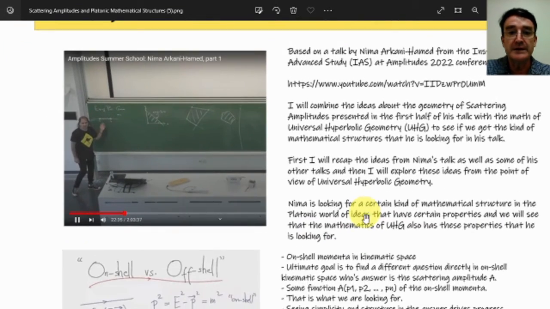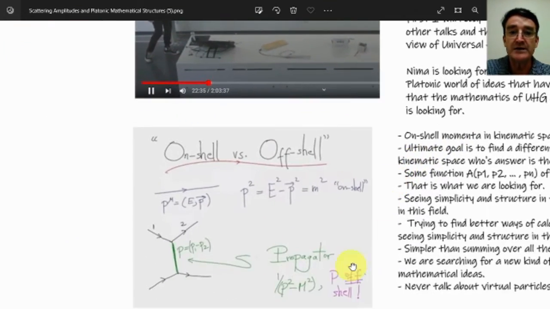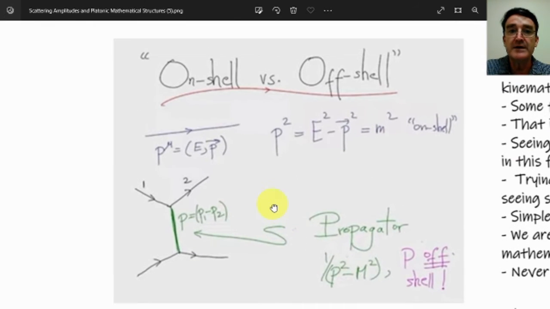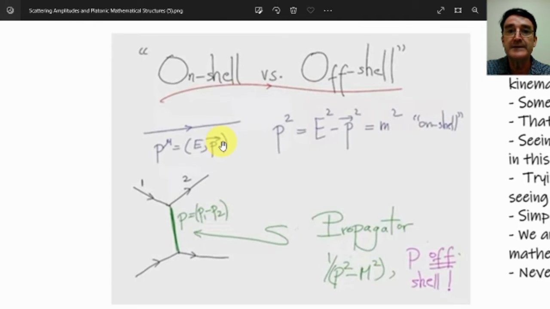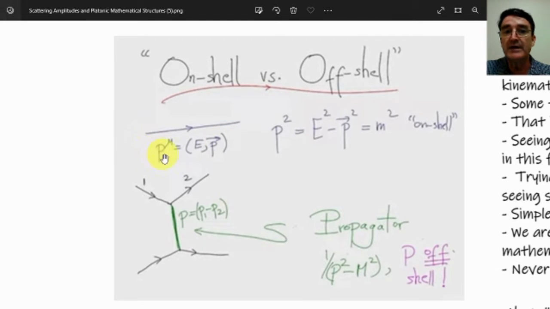So in part 1 of the talk, he's talking about the process of particle scattering in physics. So you have a particle trajectory, a four-momentum p given by the energy and momentum of the particle, and it satisfies the Einstein relation: p squared is equal to E squared minus p squared, and that's equal to m squared, and that's called an on-shell condition. It's when the four-momentum is on the mass shell.